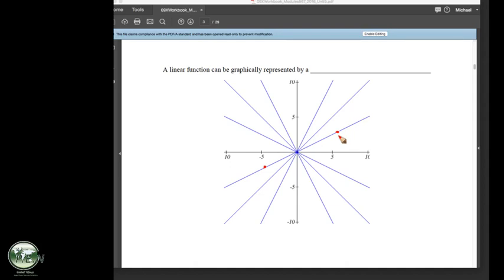Now, are these the only 2 points that are on this line? No. But 2 of them will define a line. We actually have an infinite number of points. There's points all over this line, right next to each other, but 2 of them will give us a line. Okay, and we've got straight lines. So lines do not have a curve; they're just straight.